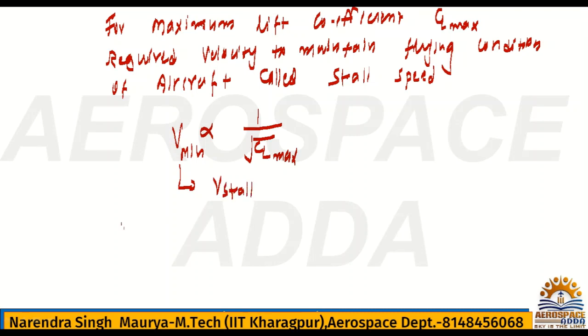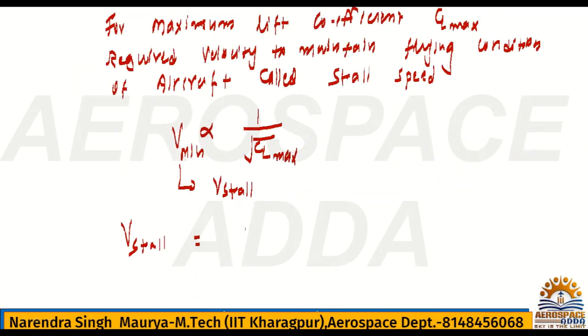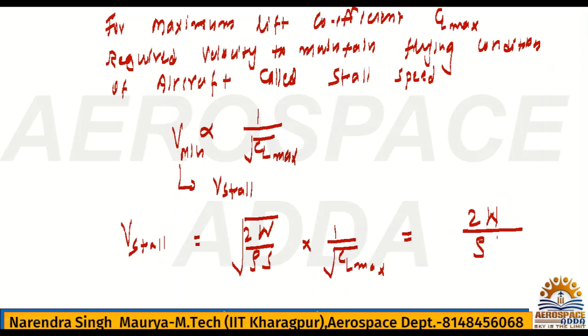Hope you understood. The whole formula I will write. What is the V stall? If you remove the proportionality, the constant will come. And what is the constant? The constant is 2W by rho S, into 1 upon CL max. Or combined, you can write V stall equals root of 2W by rho S CL max. Always remember, this is the stall speed. Fine.